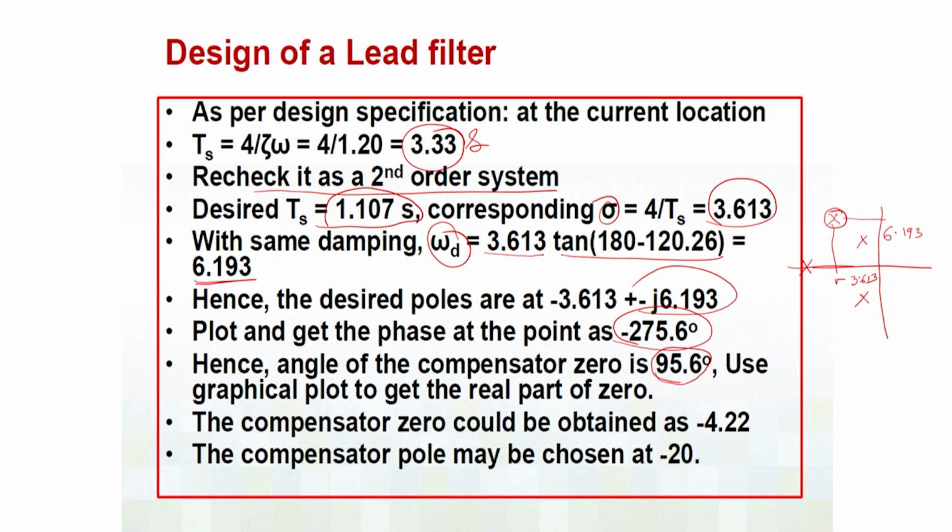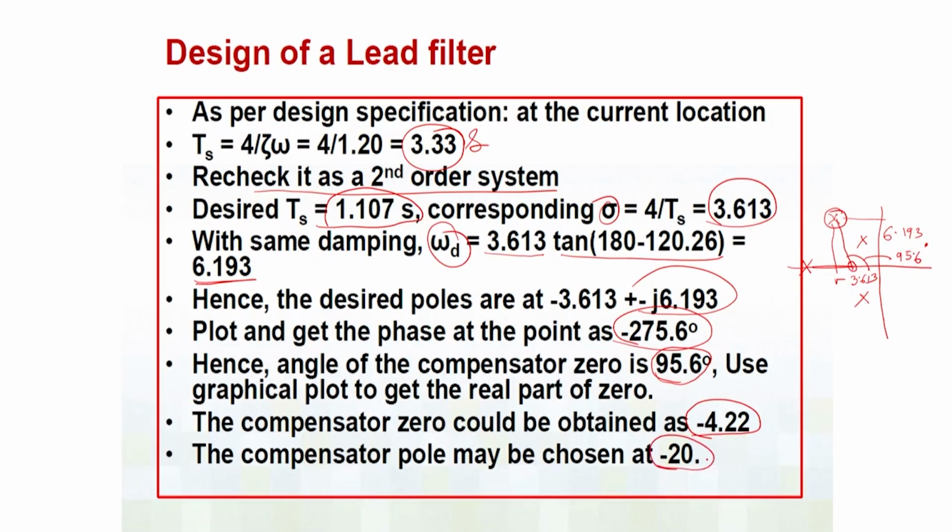Now, keep in mind that this zero is slightly ahead of the pole, as it is a lead filter. So, the zero should be more dominant. So, my zero should be somewhere here, so that it can give an overall angle of 95.6 degrees. And then the compensator zero you can find out graphically, and you will get it as minus 4.22, and the compensator pole you may choose at minus 20.